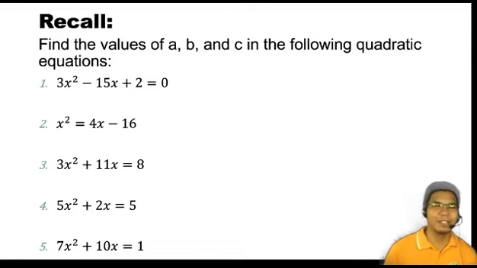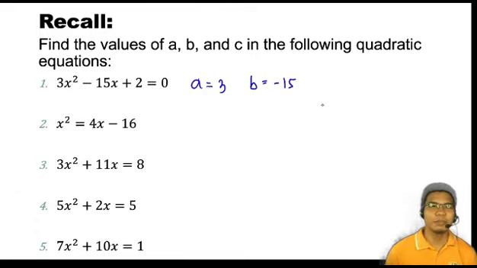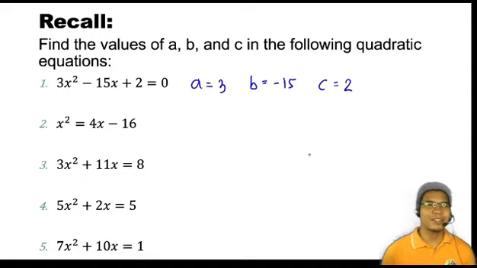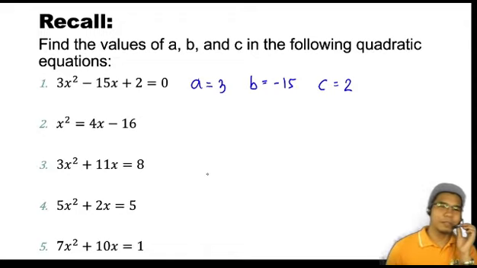So in this example, 3x squared minus 15x plus 2 equal to 0, the value of a is positive 3 since the numerical coefficient of the quadratic term is positive 3. The value of b is negative 15 since the numerical coefficient of the linear term is negative 15. And the value of c is positive 2 since our constant term is positive 2. Let us now proceed with example number 2.